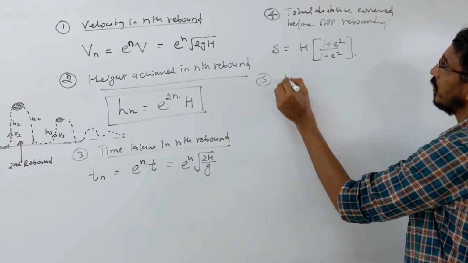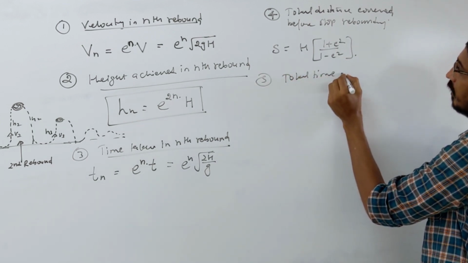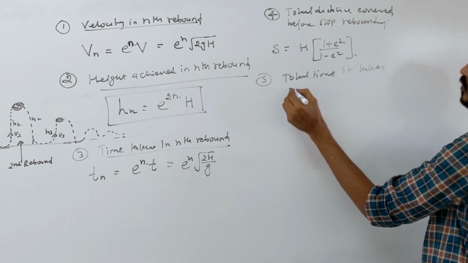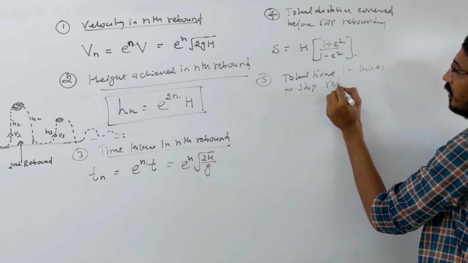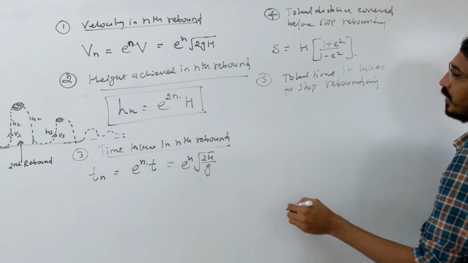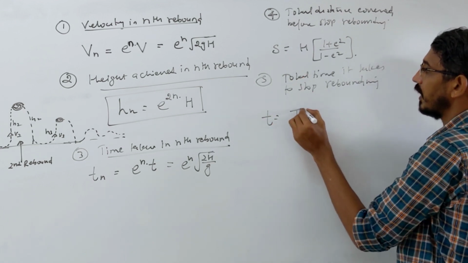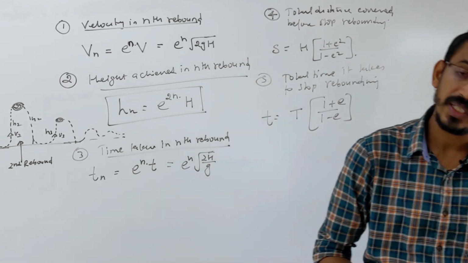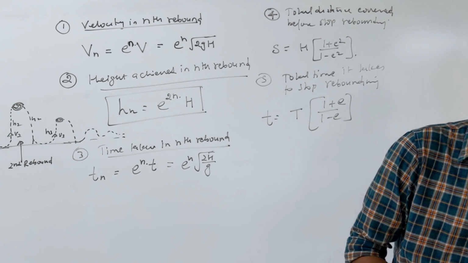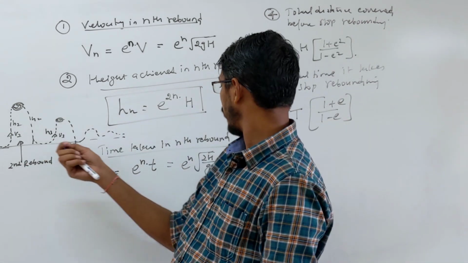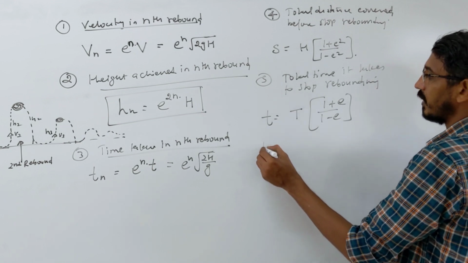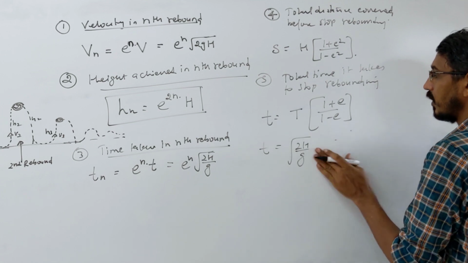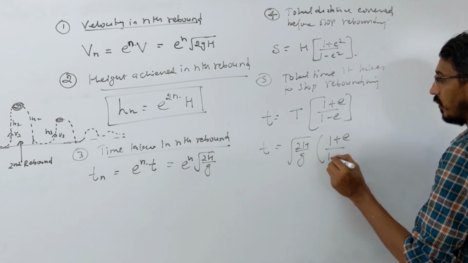Same way they can ask you the total time elapsed, the total time it takes to stop rebounding. The time will be similar: initial time t times 1 plus e upon 1 minus e. T means the initial time when it is dropped from some height, how much time it takes initially. You can also write that as root 2h by g. If you don't know the time, then you know the height. So it is t times (1 plus e) upon (1 minus e).